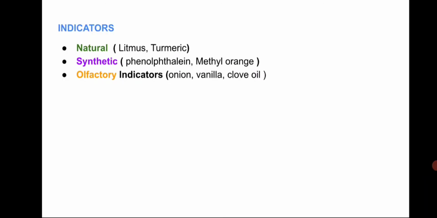Then, what are olfactory indicators? These are substances whose odor changes in acidic or basic media. So, they are called olfactory indicators. For example, onion, vanilla, and clove oil. They can change their smell when we use them in an experiment. I think it's clear for you.